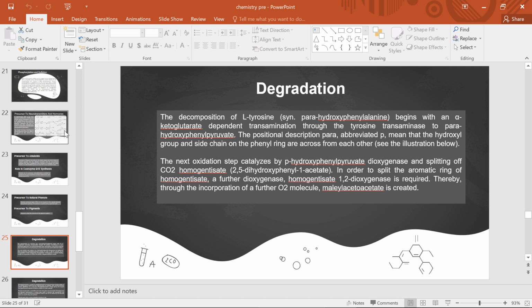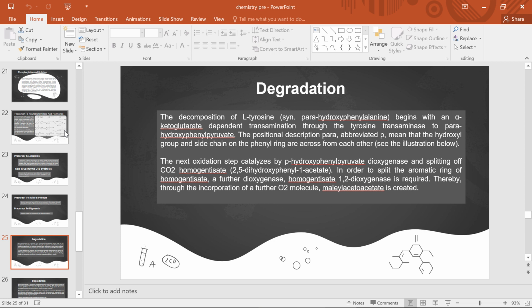Degradation. The decomposition of L-tyrosine, also known as para-hydroxyphenylalanine, begins with an alpha-ketoglutarate dependent transamination through the tyrosine transaminase to para-hydroxyphenylpyruvate. The positional description para, abbreviated p, means that the hydroxyl group and the side chain on the phenyl ring are across from each other. You will see it illustrated below in the diagram in the next slides.